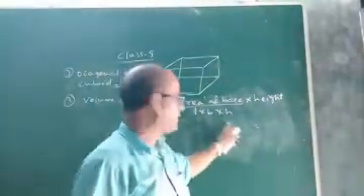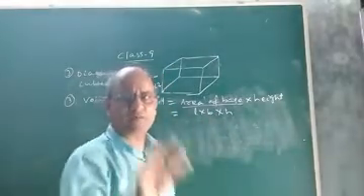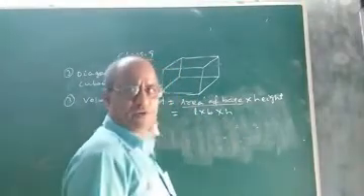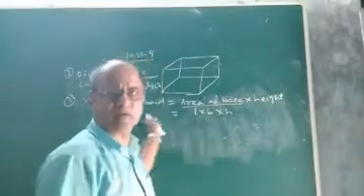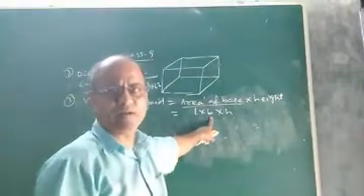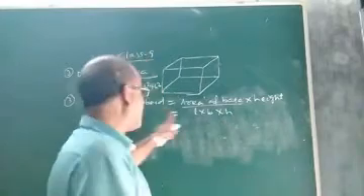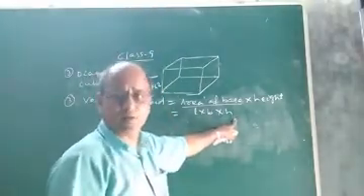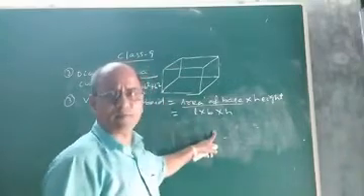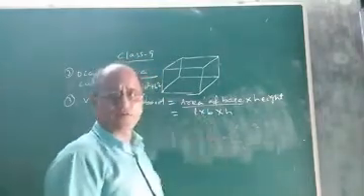Area of base into height. Now area of base can easily be calculated. How to calculate area of base of a cuboid? Suppose you are given volume of cuboid and you are given the height. How to get area of base? Volume of cuboid divided by height. If you divide the volume of cuboid by the height, you will get base area. Okay. From this formula you can easily find the height of the cuboid when you are given volume of cuboid and area of base. You divide volume of cuboid by area of base, you will get the height of the cuboid. Okay. So this is the formula to find volume of a cuboid.